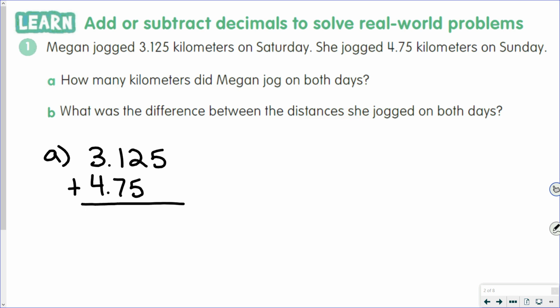When adding or subtracting decimals, it is important to make sure that those decimal points are lined up, which we've done in our situation here. And we have an empty space, so we fill in any empty spaces with zeros. So we just add those together. 5 plus 0 is 5, 2 plus 5 is 7, 1 plus 7 is 8, 3 plus 4 is 7, and then bring the decimal point down into your answer. And since it's a word problem, it is good to label. And in this situation, our label would be kilometers.